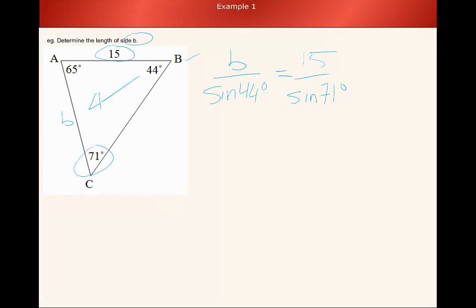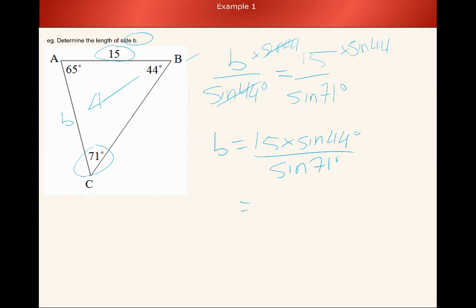So what you do, well, there's lots of ways you can do it. I think that the easiest way to do it is to multiply both sides by sine 44, because that gets rid of that. And then you just have b equals 15 times sine 44 divided by sine 71 degrees, all right?